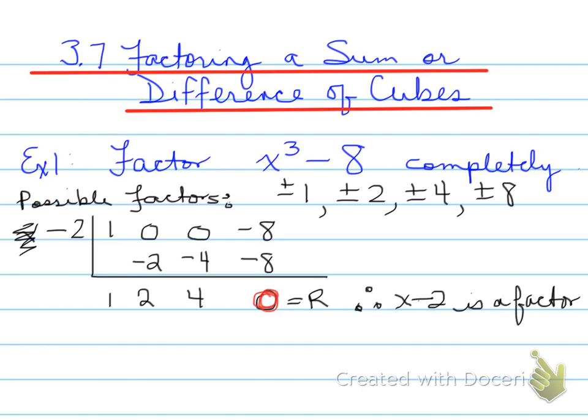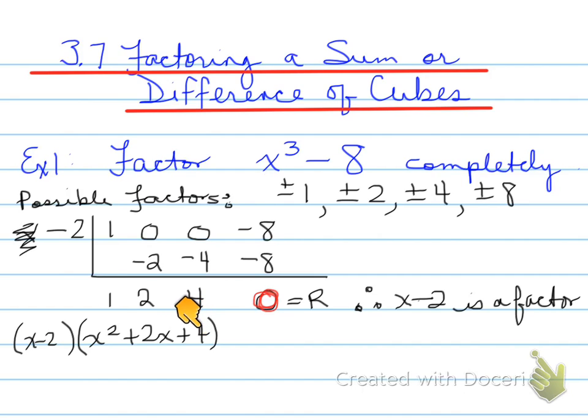What does that leave us? Well, it leaves us with the factors x squared plus 2x plus 4. Because x minus 2 is our factor, so we factored it out, and we're left with x squared plus 2x plus 4. Well, some of you are wondering, can't that be factored?